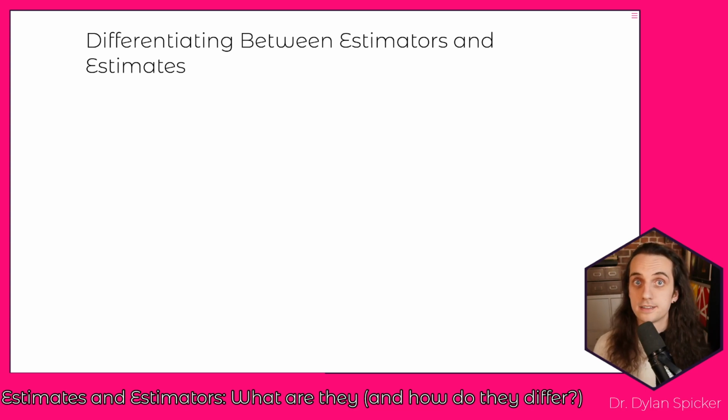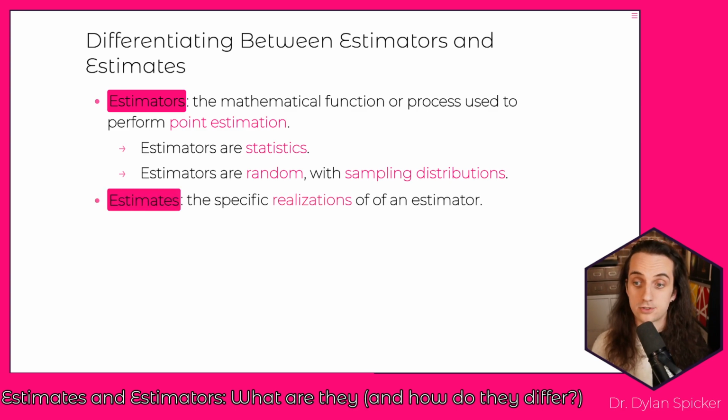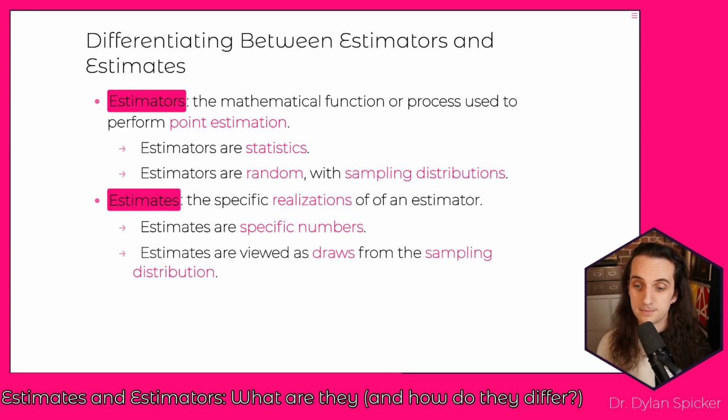It's a lot of jargon and a lot of statistical terminology to get used to, but it's important to be able to convey the subtleties between the different points. So estimators are the mathematical function or process used to perform point estimation, right? They are random, they're the actual function that is going on here. Okay, so they're statistics, they're random with sampling distributions. Estimates are the specific realizations of our estimators. They're specific numbers, right? An estimate is always going to be some number. It's not a mathematical concept. It's 3 or 7 or negative 52, right?